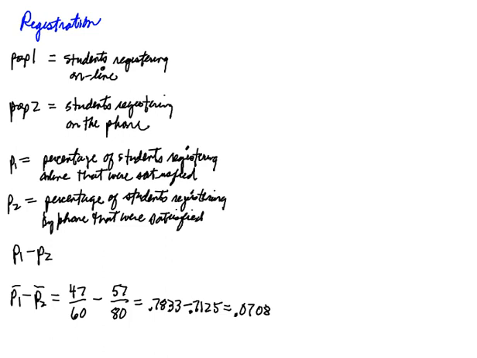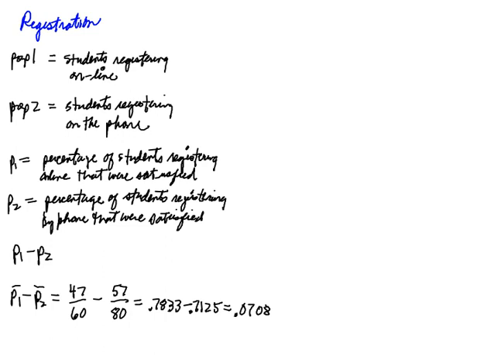0.0708 or 7.1%. That seems to indicate, or we have some evidence there possibly, that the percentage of students registering online that were satisfied is higher than the percentage of students registering by phone that were satisfied, the population percentages. Now we want to test to see if that's true.